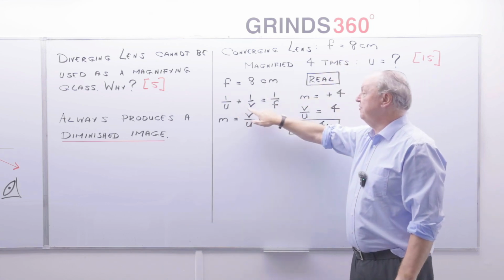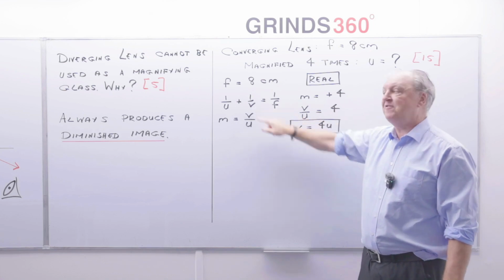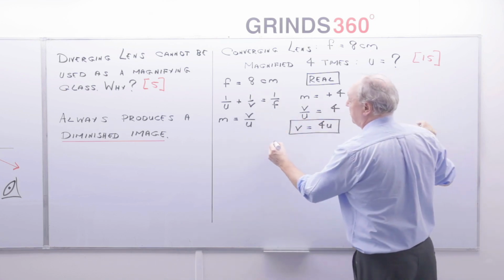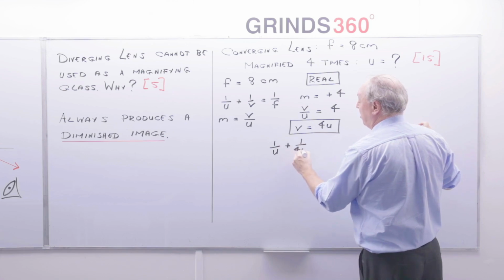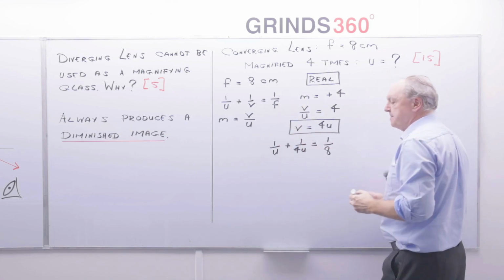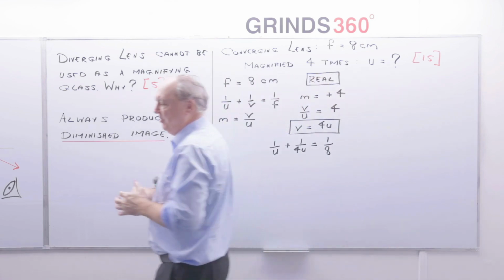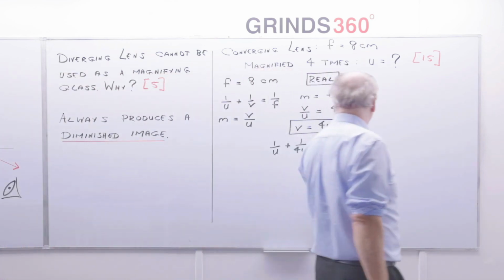I don't have u and v, but I do know that v is equal to 4u, so I'm going to replace v by 4u in there. So now I've got 1 over u plus 1 over v, 1 over 4u, is equal to 1 over f, 1 over 8. So what I'm going to do is multiply right across by something that will get rid of all those fractions.